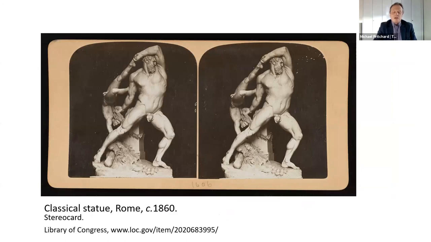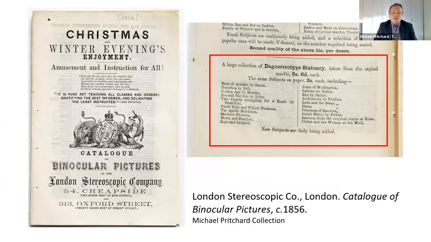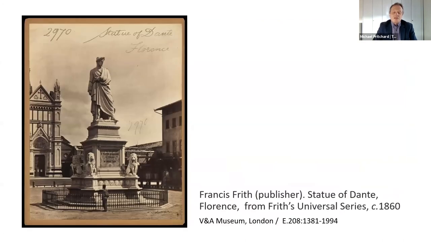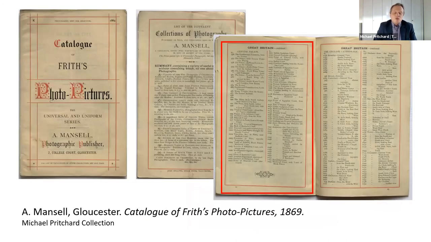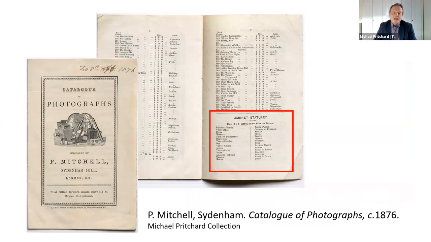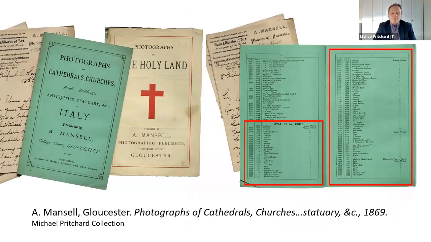The London Stereoscopic Company was an extensive publisher. Francis Frith was also a major publisher of photographic views from the UK and abroad. Here are Frith's pictures from an 1869 catalogue. And P. Mitchell was a London publisher selling his own photography and that of others, from an 1876 catalogue. Mansell was based in Gloucester and sold his own and other photographs under his own name. This is his photographs list from 1869, showing the statuary.